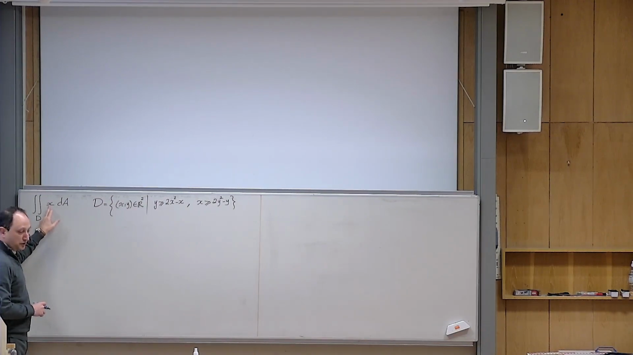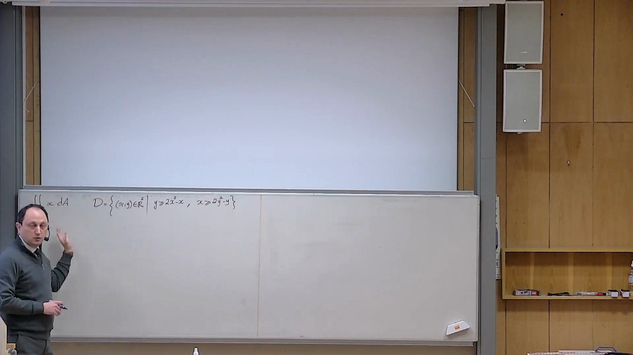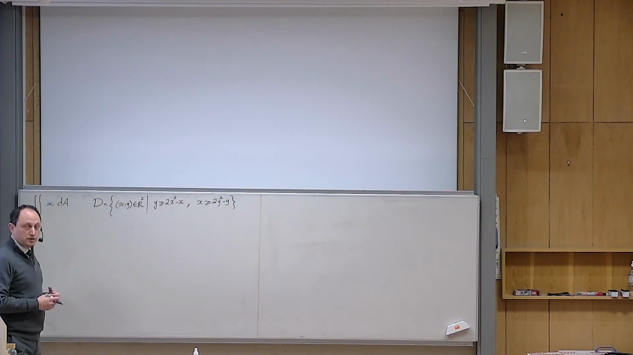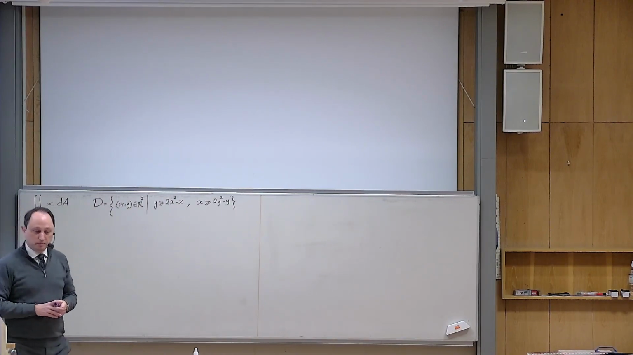But first of all, I want you to understand that this is still a function from R2 to R, because whenever you are dealing with a double integral, it means that your integrand should be interpreted as a function that takes an ordered pair and gives you one single real number back.